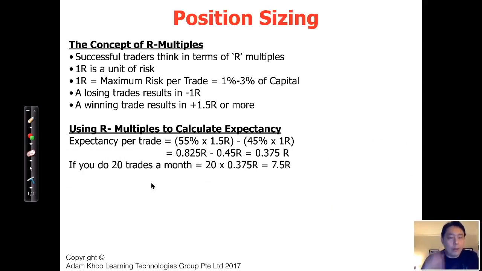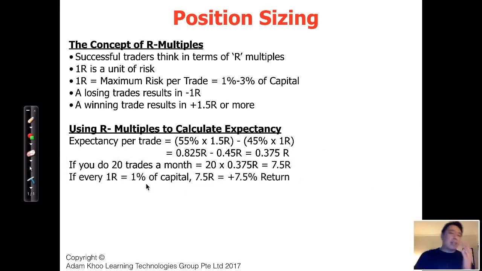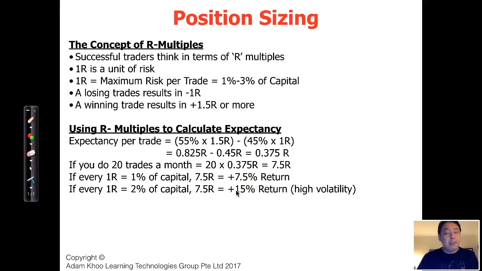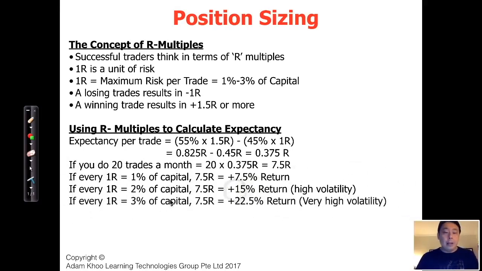So again, if you do 20 trades a month on average, and I do anywhere from 20 to about 40 trades a month for currencies, trading on the 50-minute candles, that's 7.5R a month. So what's 7.5R? If you're risking 1% of your capital, 7.5R is a 7.5% return on your capital. Risk 2% is 15%. Risk 3%, it's 22.5% return on your capital.